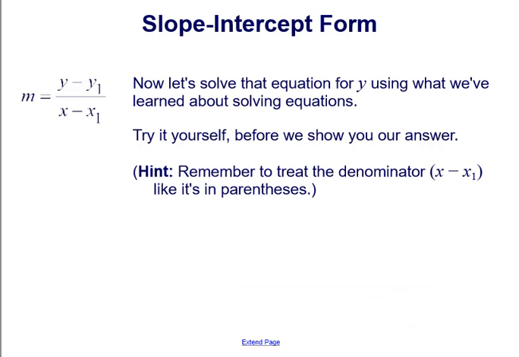Now let's solve that equation for y using what we've learned about solving equations. So let's try it first before we go further with our answer. Let's think about what we would have to do to solve for y. So the first thing is to remember to think that the denominator of x minus x1 is in parentheses. So we can think, what's happening to the variable y? Well, it's being subtracted by y1 and divided by that quantity of x minus x1. So those are the operations we're going to have to undo to get that y variable isolated or solved for.